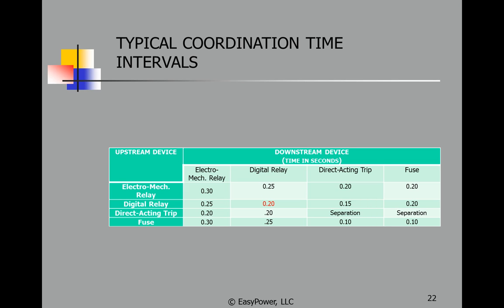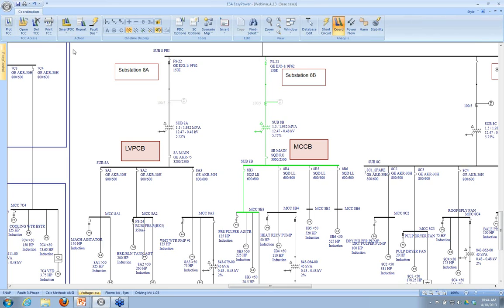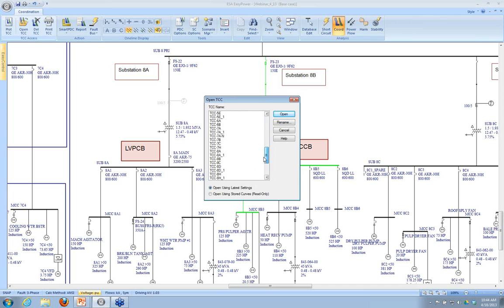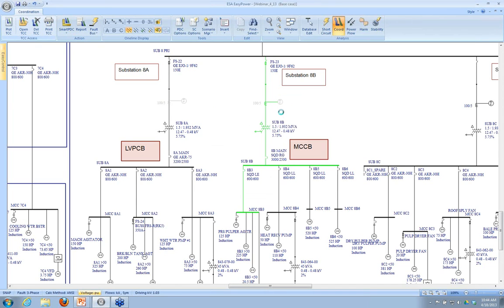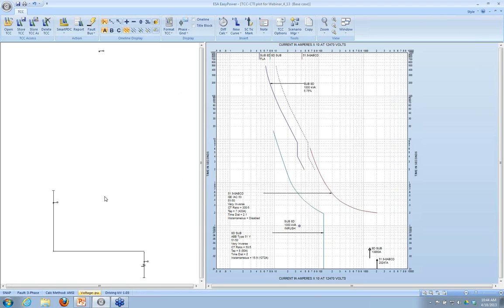So in EasyPower, we can look at how we can check the coordination time interval. Here I have a couple of relays. If I want to look at what's the time interval between these two relays, I can kind of do it visually, but EasyPower gives us a tool to make that a little bit more accurate.